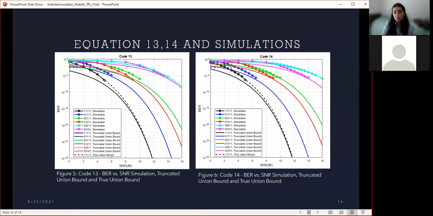And here are the results we got for our code 13 on the left and code 14 on the right-hand side. The x-axis is the signal to noise ratio. The units are in decibels, and the y-axis is the bit error rate. The solid lines in both figures represent the truncated union bound for each of these puncturing patterns. And the dashed lines are the union bound. We are currently working on the union bound for puncture patterns. And lastly, the lines with circles on them are the simulations using our code and the data that we obtained. We can see in both figures that the lines with circles converge to the solid lines as the SNRs get larger, which is what's expected.